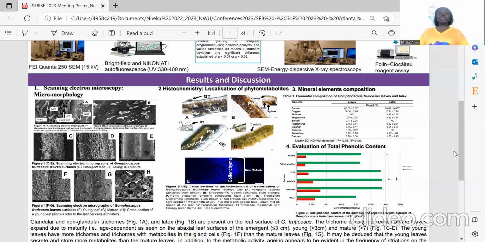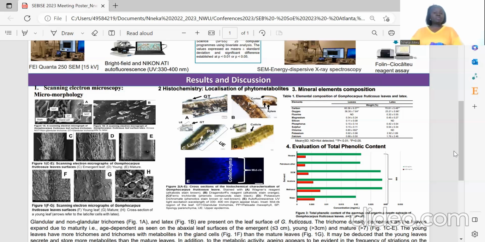The histochemistry was done to see where these phytometabolites of therapeutic importance are present and localized within the cells of the plant. And we observed, as seen in figure 2A, that the glandular trichomes (GT) are rich in alkaloids using the Wagner's reagent test. We also observed under UV light, that's figure 2E, that the plant is rich in lignin. You will observe the dark area in there. It's because the plant is rich in latex. So the latex absorbs the UV, so it does not reflect it out.